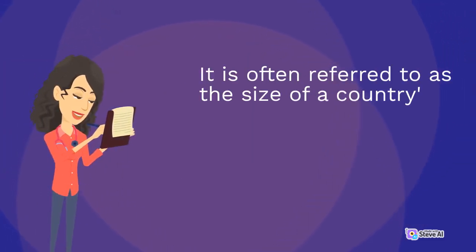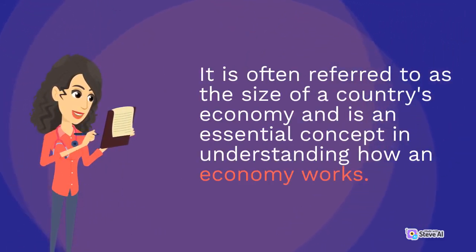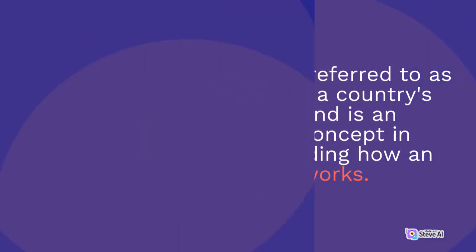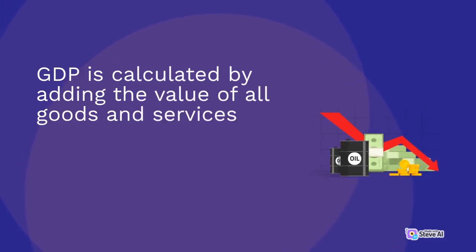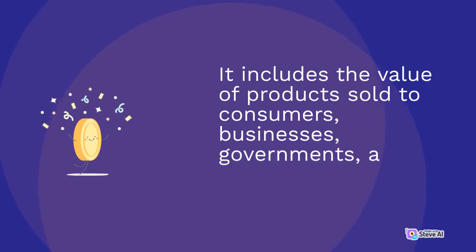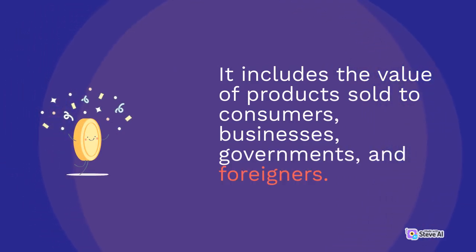It is often referred to as the size of a country's economy and is an essential concept in understanding how an economy works. GDP is calculated by adding the value of all goods and services produced by all sectors of the economy. It includes the value of products sold to consumers, businesses, governments, and foreigners.